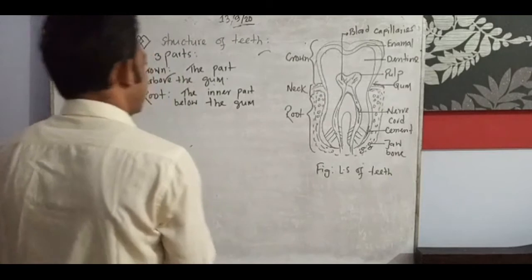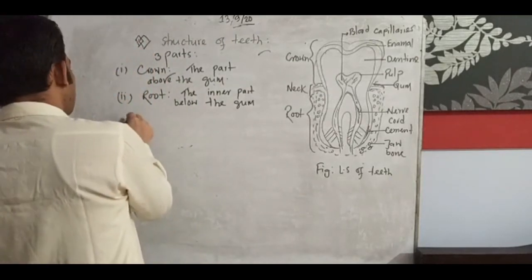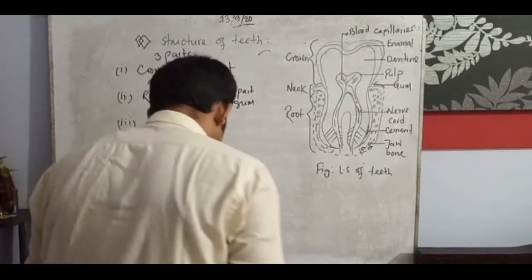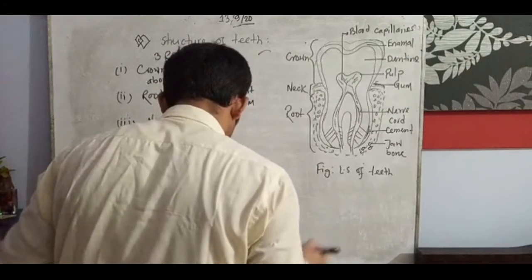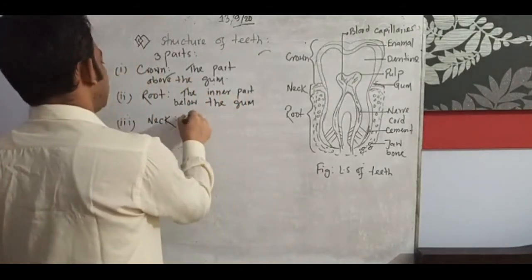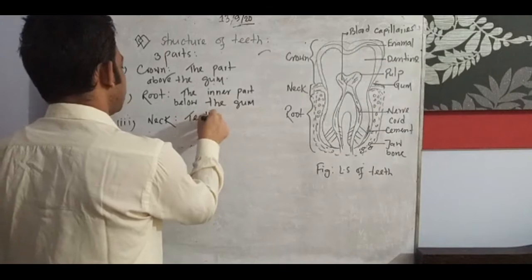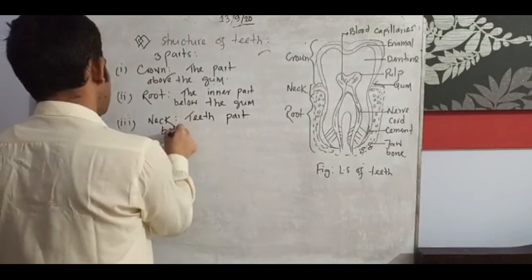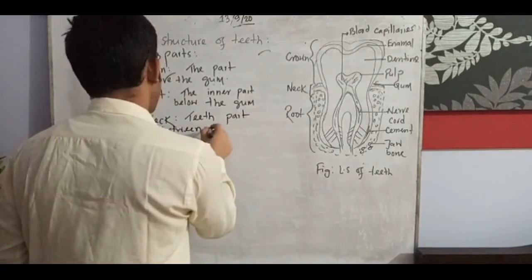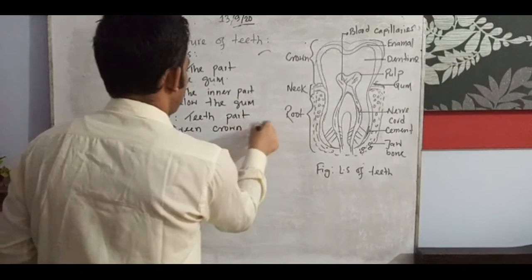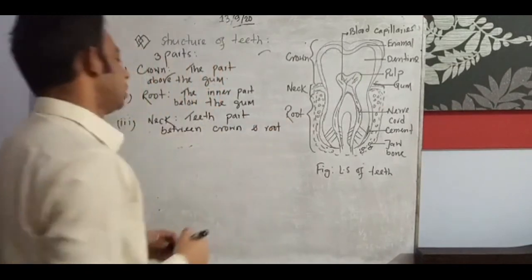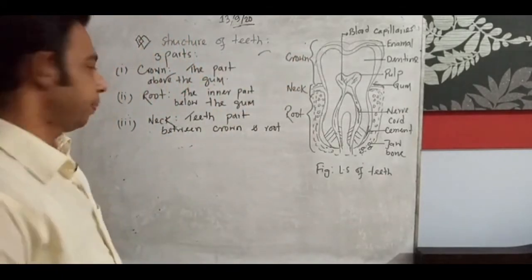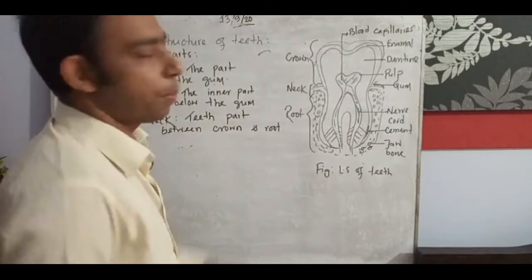And third is the neck. Number three is the neck. We can see the part of the tooth between the crown and the root. This is the neck, between the crown and root. So we have seen these three parts.